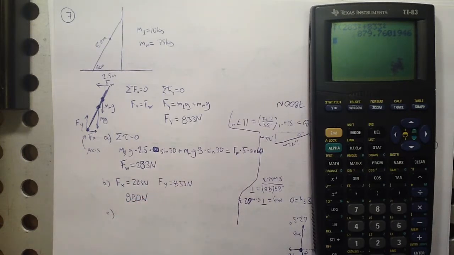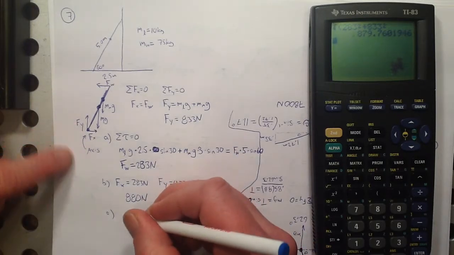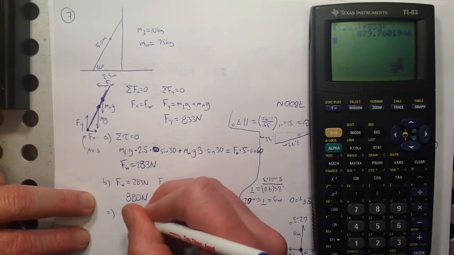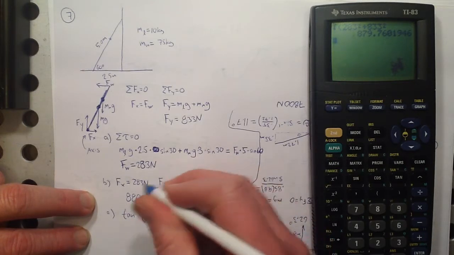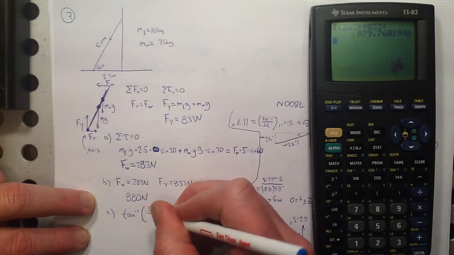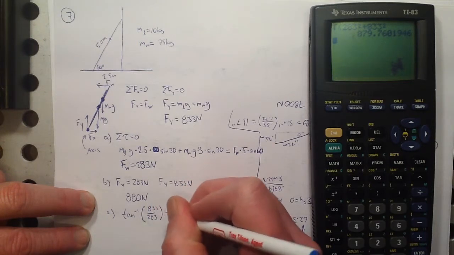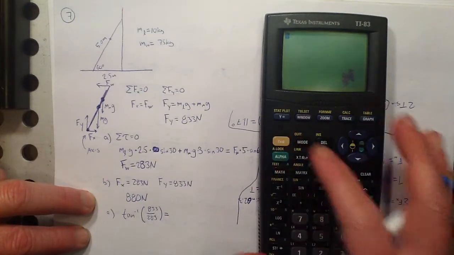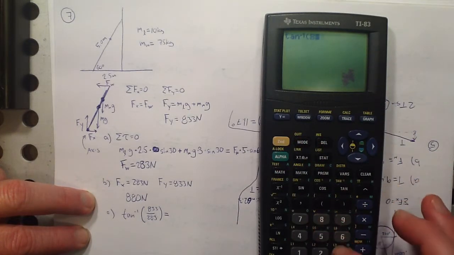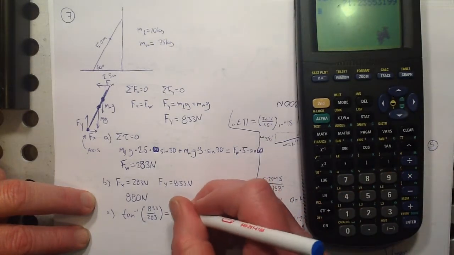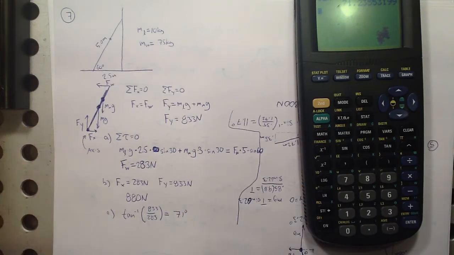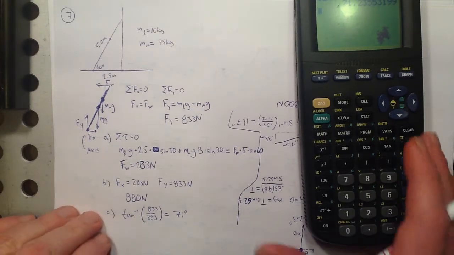And in part C, they want to know what's the angle. So anytime we want the angle of a force and we have the components, it's tangent inverse rise over run, vertical over horizontal. And that tangent inverse 833 over 283 is about 71 degrees. So 71 degrees above horizontal. Cool. That's a good problem. That's similar to what we did in class with our suspended beam.